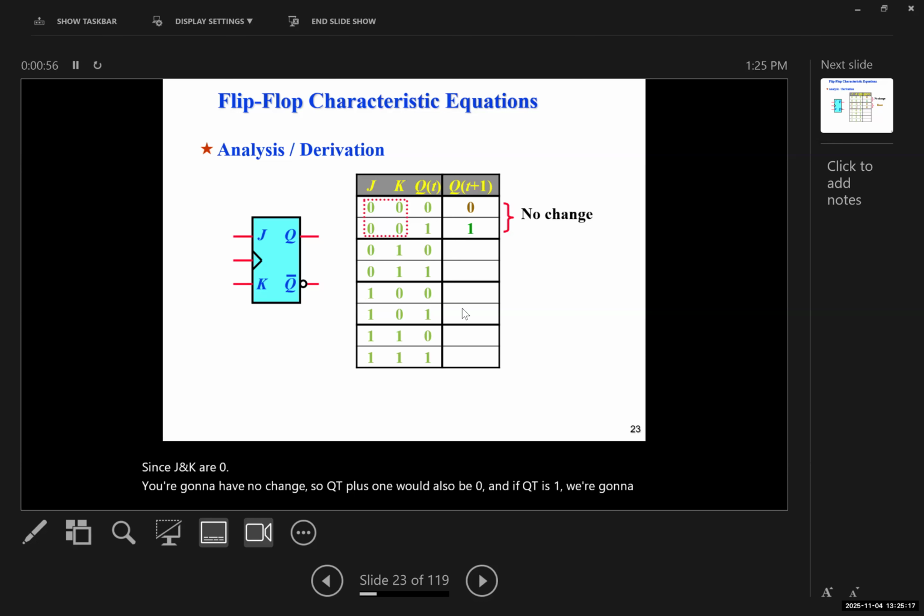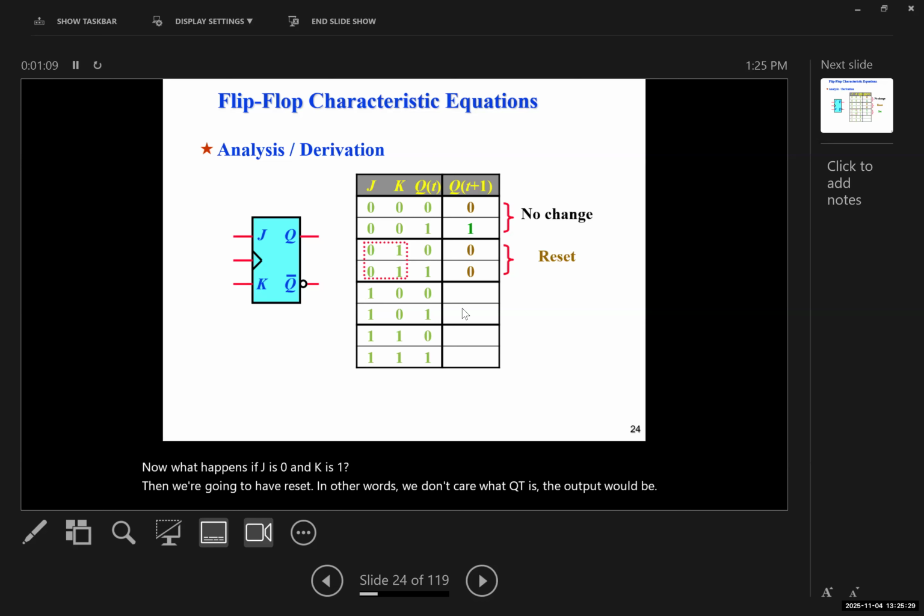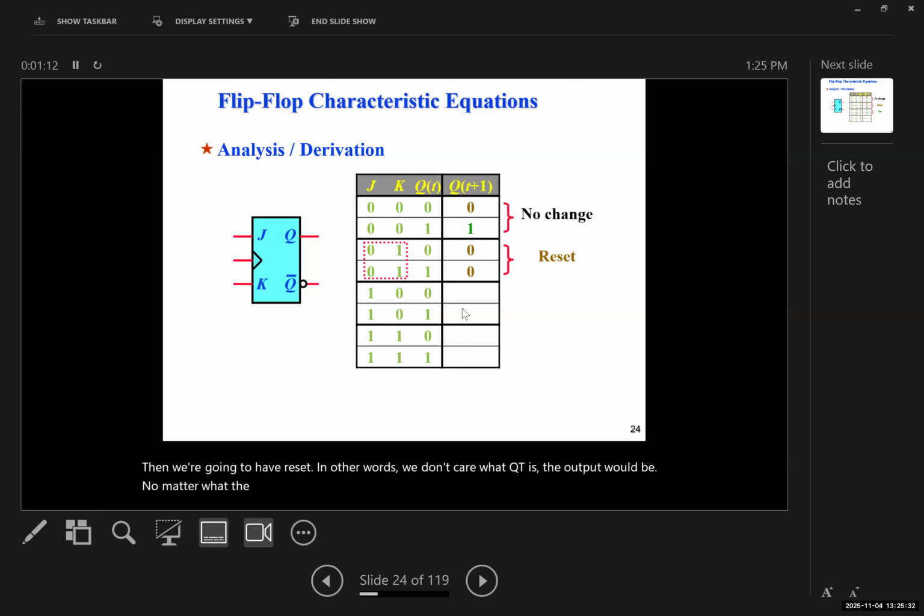Now, what happens if J is 0 and K is 1? Then we're going to have reset. In other words, we don't care what QT is. The output would be 0, no matter what the previous state of output was. The next one, I want you to tell me what happens if J is 1 and K is 0. We're going to go into set mode. And what happens when we are in set? QT plus 1 is going to be equal to 1. So again, no matter what QT is, QT plus 1 would be 1.